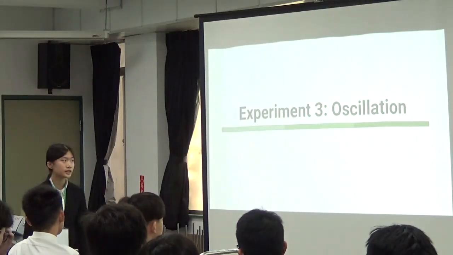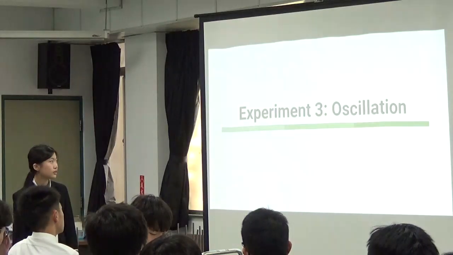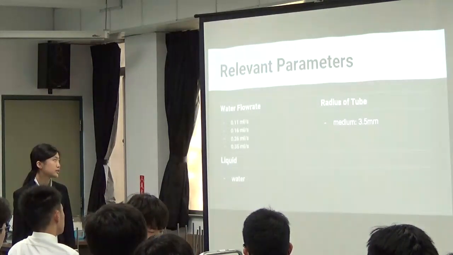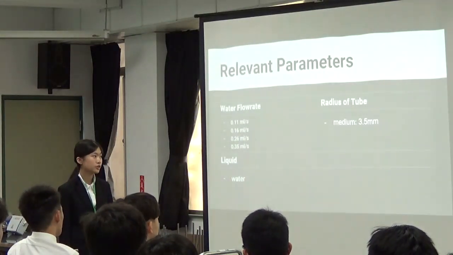In our final experiment, we want to investigate the oscillation of water drop. So here are some relevant parameters. We use 4 different flow rates, and for tube we use medium, and for liquid we only use water.